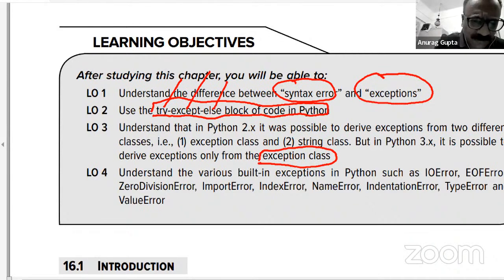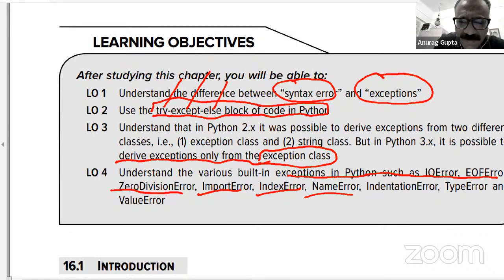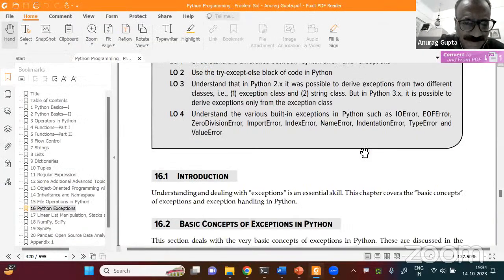So we will not talk about Python 2.x at all, but we will talk about how to derive exception classes using the exception class. Then we will talk about the various built-in exceptions in Python, such as IO error, end of file error, zero division error, import error, index error, name error, indentation error, type error, etc. So we would like to talk about all these things. These are the four learning objectives: one, two, three, and four. The first is the difference between syntax error and exception. So let's move towards that.